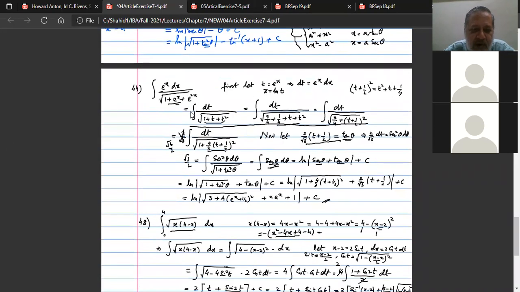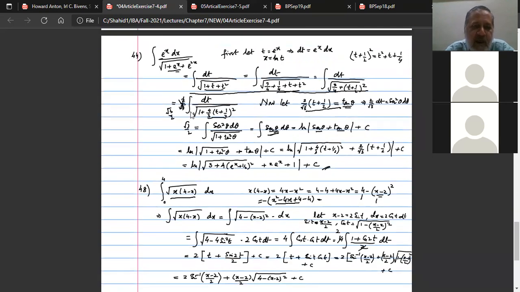A similar problem is 44, in which we have to go for double substitution. The first substitution is that for this odd-looking function, we eliminate e power x. Let t be equal to e power x. The differential will be e power x dx. Then x is equal to ln t, so e power x dx is equal to dt. In the denominator, we have 1 plus t square.